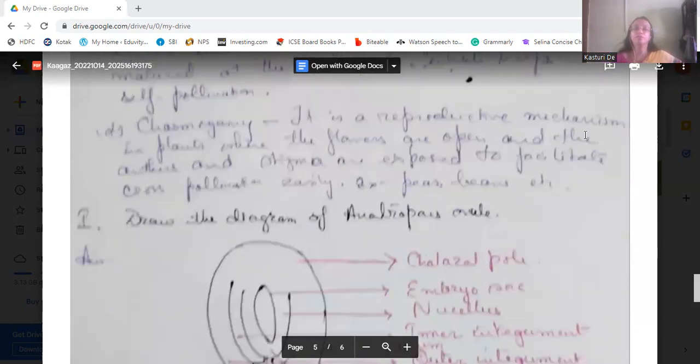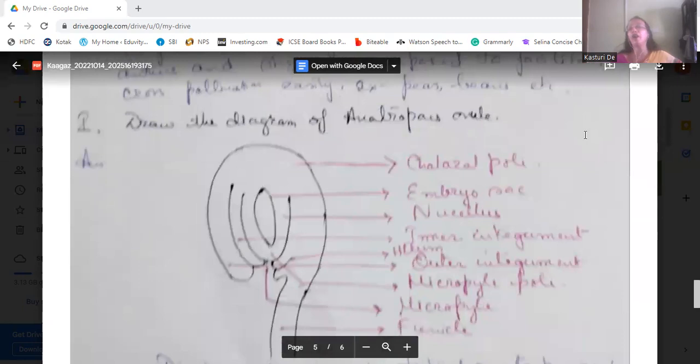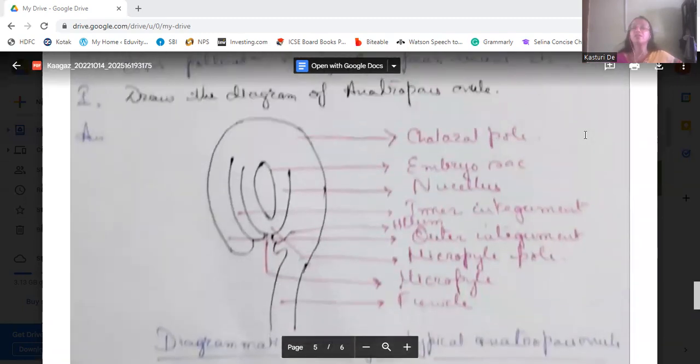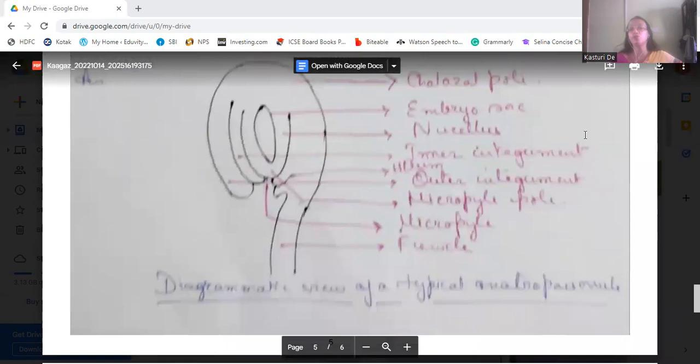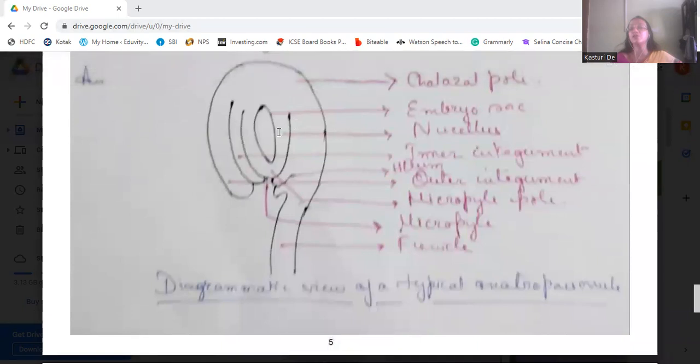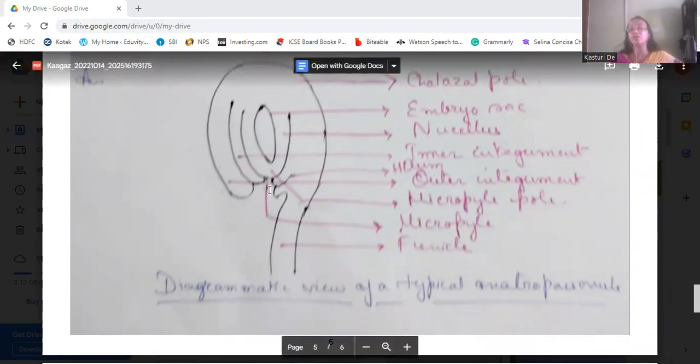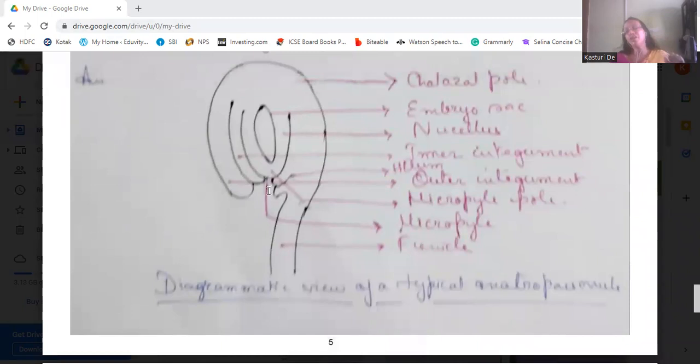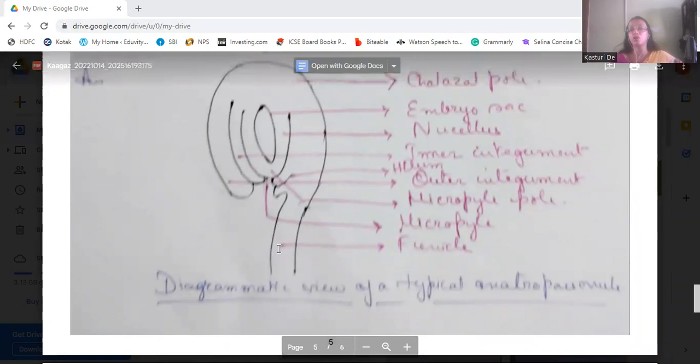Okay. I draw a diagram of an anatropous ovule. So this is the diagrammatic representation of the anatropous ovule. This is the chalazal pole. This is the embryo sac. This is the nucellus. This is the inner integument. This is the outer integument. This is the hilum. Then this portion is the micropylar pole, and this indent is the micropyle. And this is the funicle. Funicle is the stalk of the ovule, by which it is attached to the ovary.